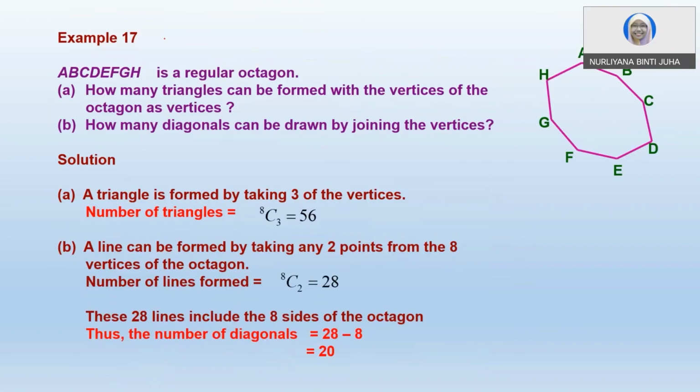Okay, let's see example 17. A, B, C, D, E, F, G, H is a regular octagon. Octagon meaning ada 10 lah, ada 10 sisi. Okay, dekat situ octagon. How many triangle? Oh, sorry. Octagon meaning you have 8. Yeah? Octagon 8. No, you have only 8, sorry.